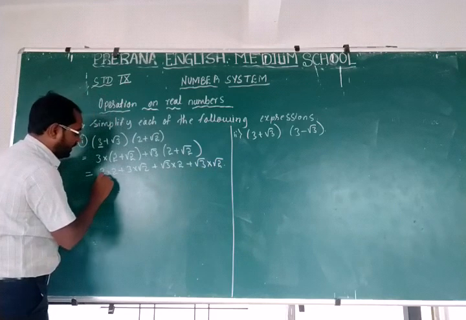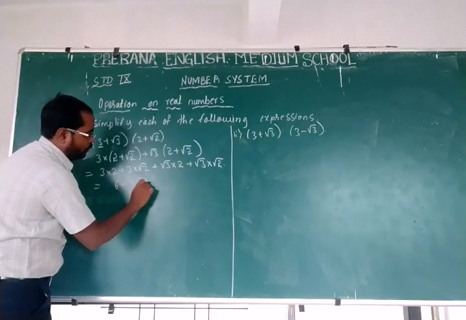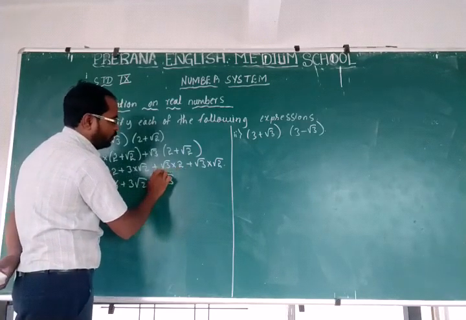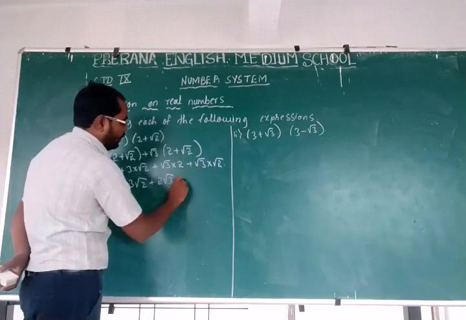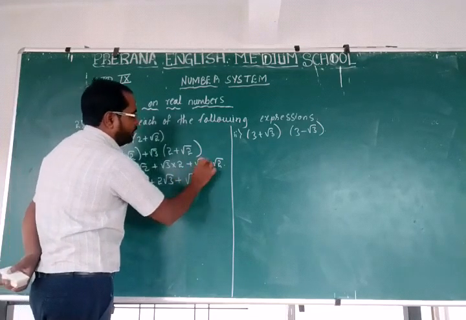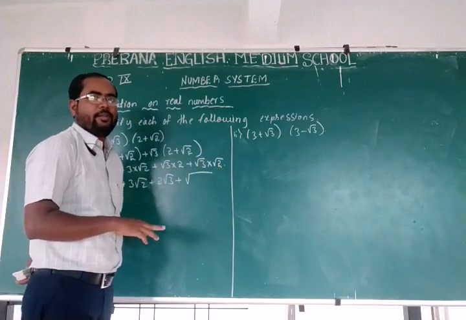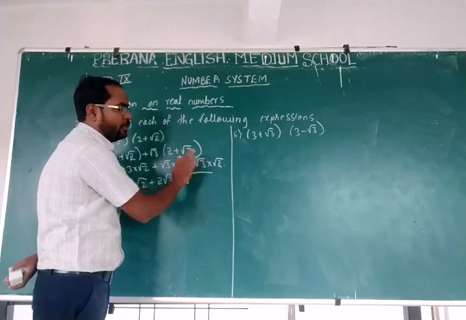See here, 3 into 2 is 6, plus 3 root 2, plus 2 root 3, since 2 into root 3 is 2 root 3. 3 into root 2 is 3 root 2. Plus, see here, both are square roots. So while multiplying these terms, we have to see that their powers have to be the same. They both are square roots.